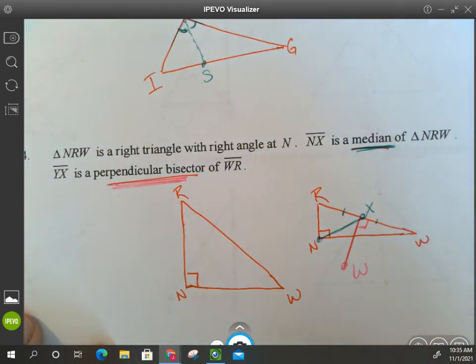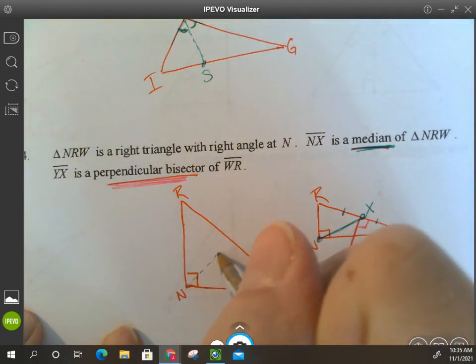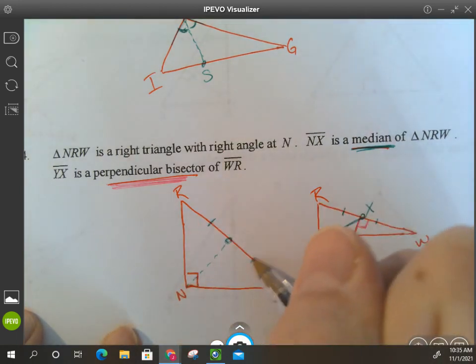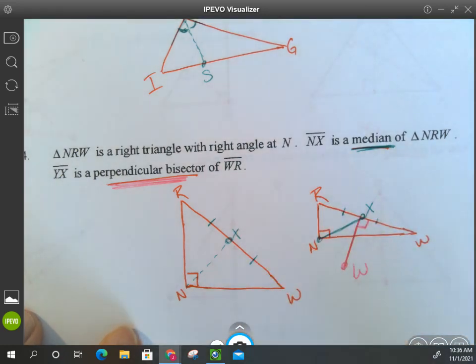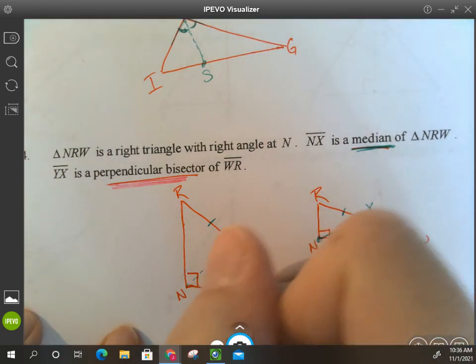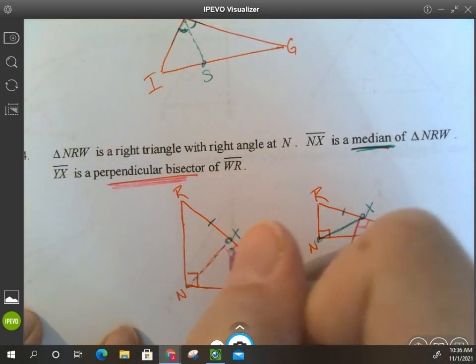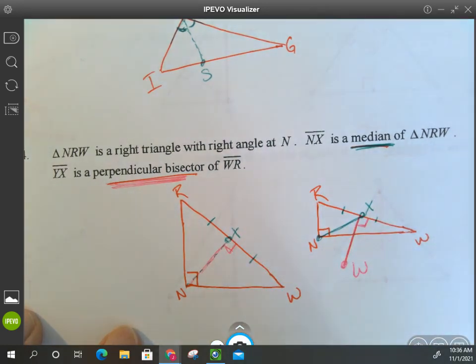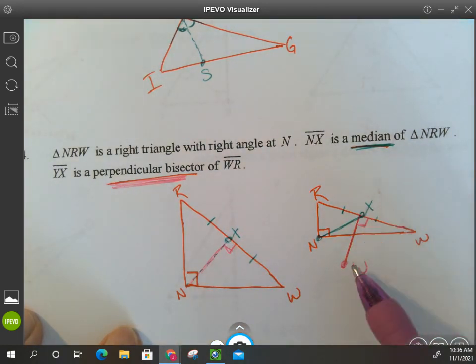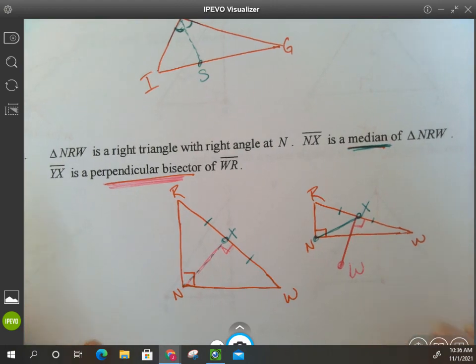All right, so I think the median was easy. Like I can see a median here. And I think what's hard is if I do this one, the median also looks like the perpendicular bisector, but it could also look like this. So that was a little bit more difficult.